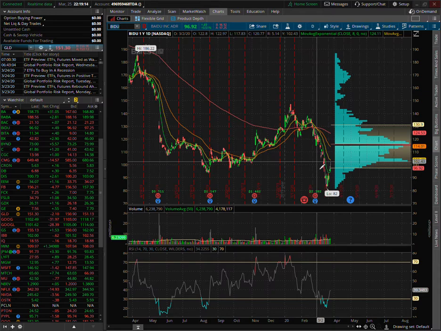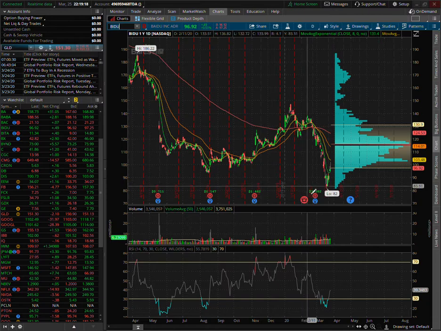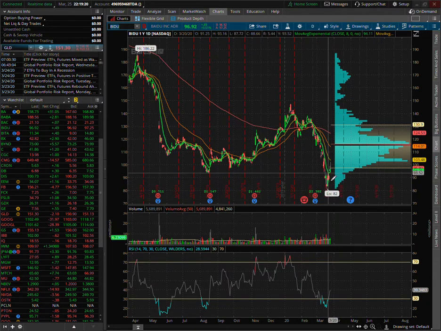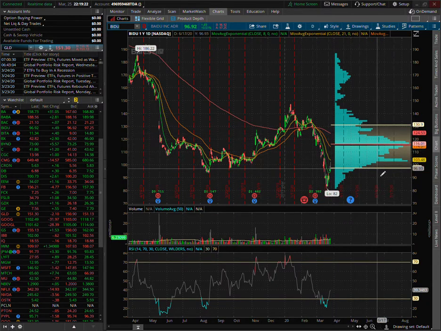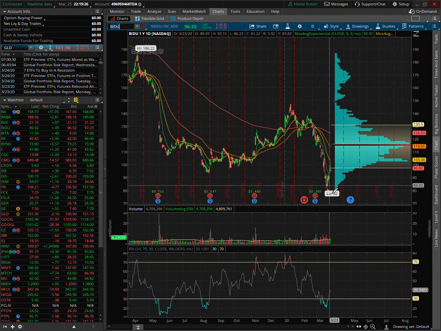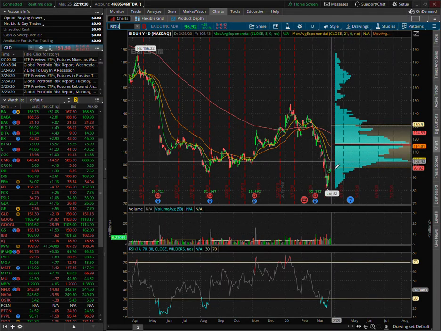And if this Baidu really was trying to form a bottom and it was only brought down with the market because of this coronavirus, then this thicker volume area could act as a magnet where it could kind of snap back into this range.